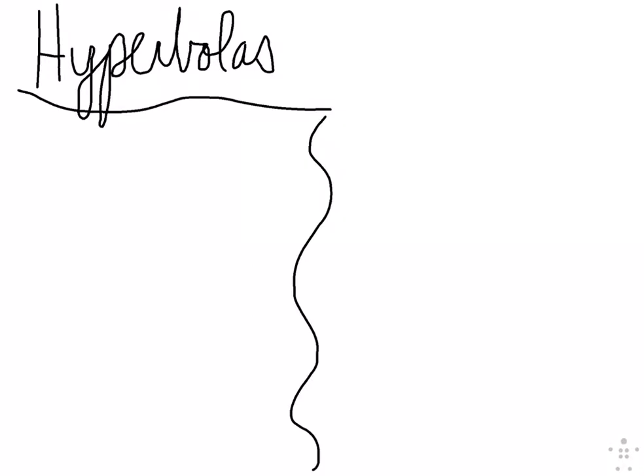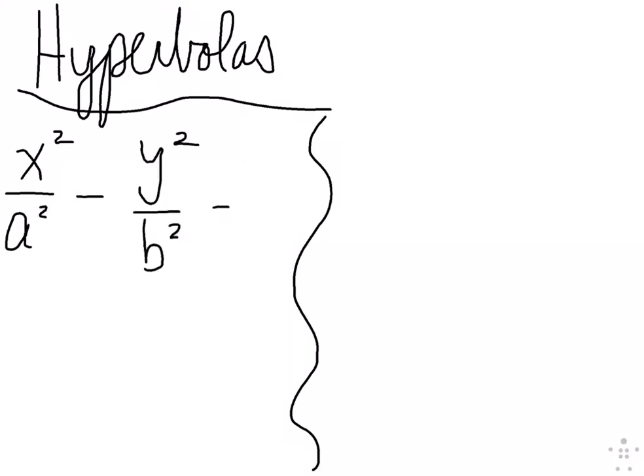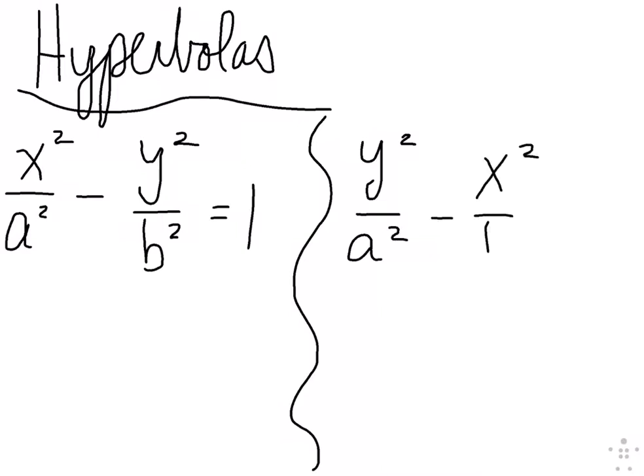There's going to be 2 different equations. First equation is going to look like this. And the second equation will look like that. So what I want you to figure out is, what did I do differently? I switched the x's and y's.